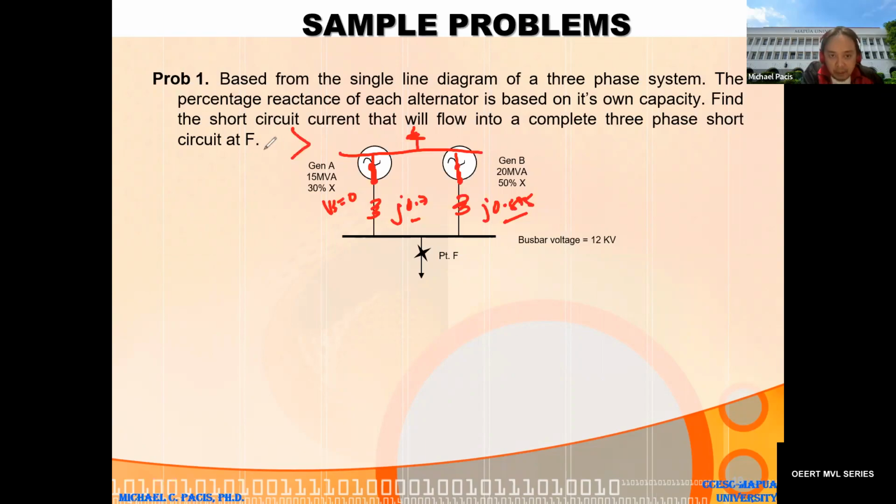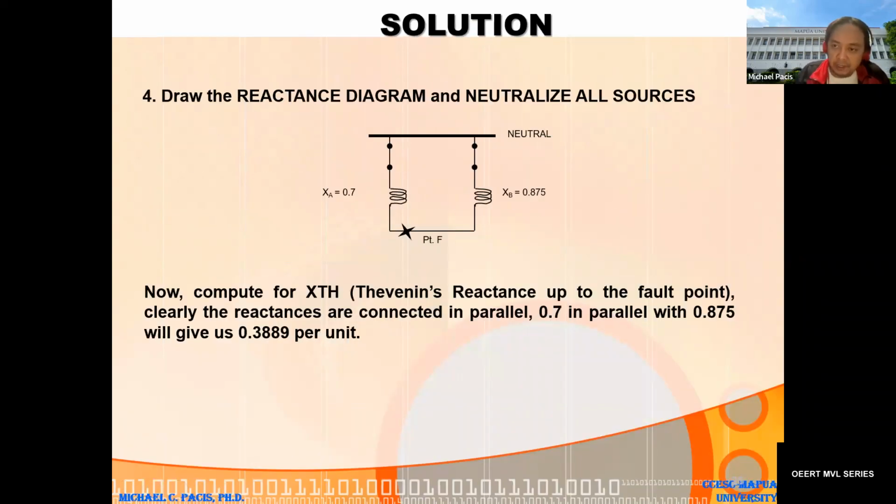And then from that, as we have discussed, we can now get the Thevenin reactance at the fault point from the neutral, which in this case is your ground, up to the fault point. And very obviously, the 0.7 and the 0.875 are in parallel, by using product over the sum. Okay, clear on all the paths here? Moving forward, the Thevenin reactance based on product over the sum is 0.3889 per unit.